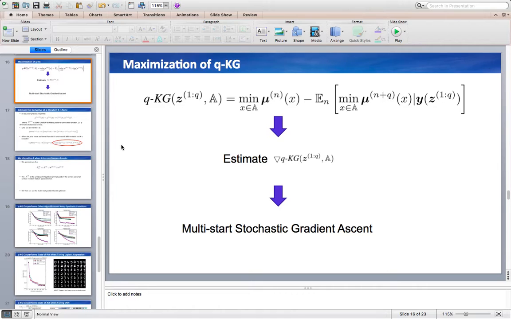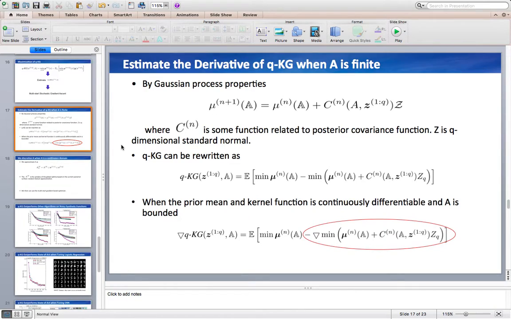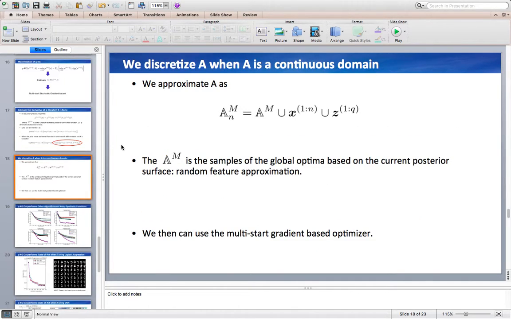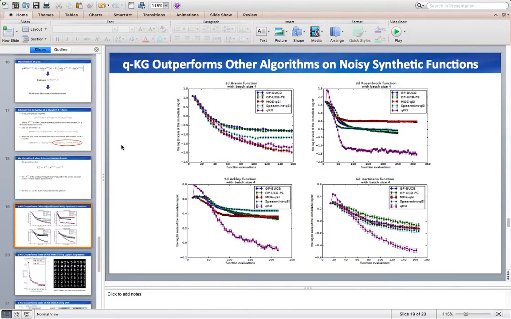We use gradient-based optimization, so the necessary step is to get the gradient of the q-KG factor. To get that, we use infinitesimal perturbation analysis to exchange the expectation and the derivative operator. And this is some empirical performance.